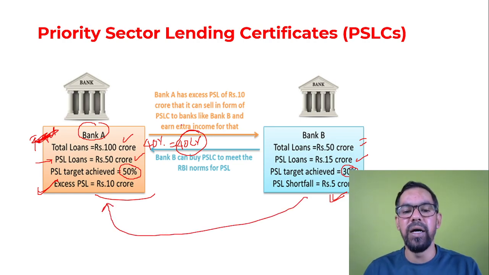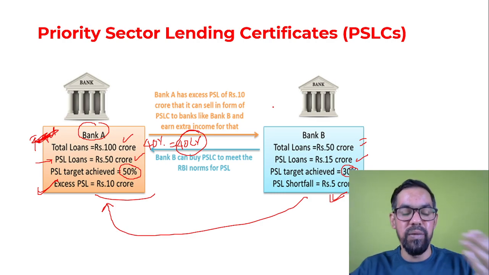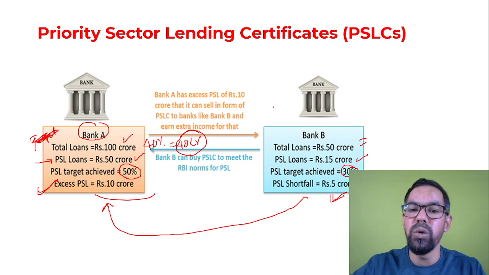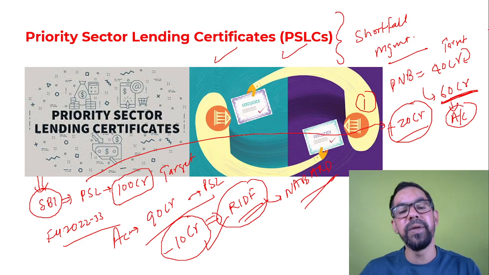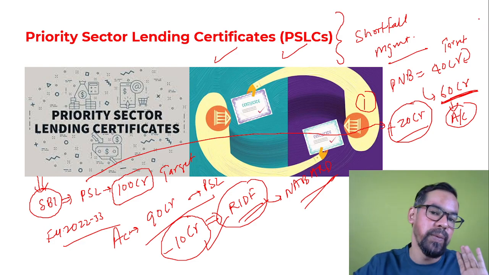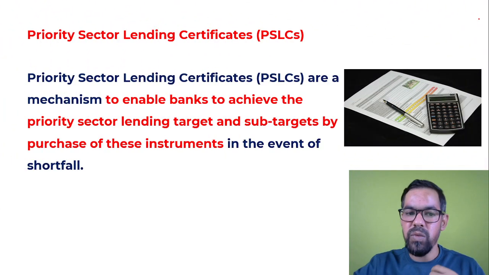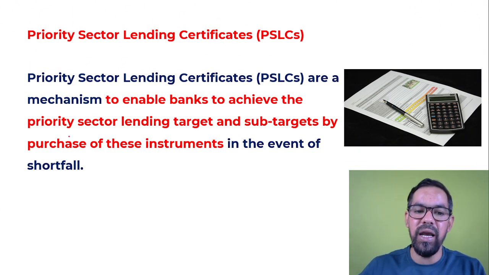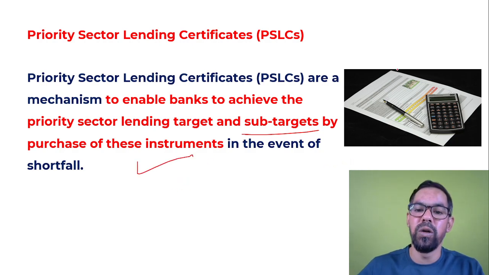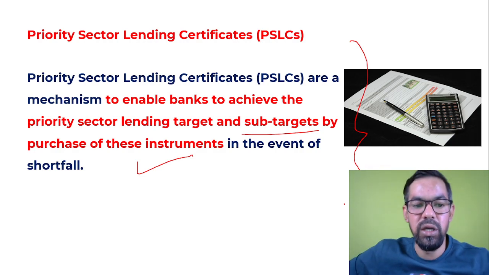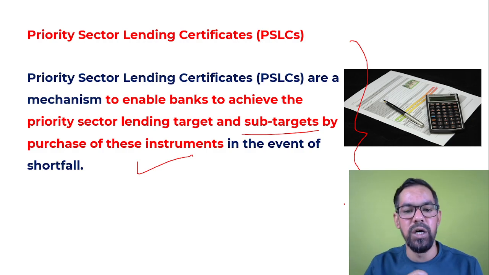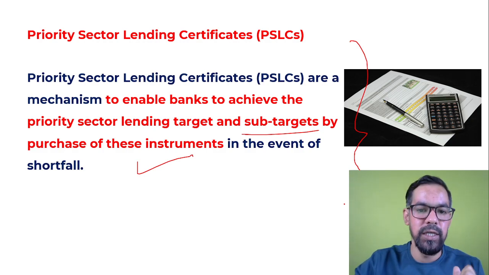from bank A, and whatever the average rate of return is, they will pay to bank A. As I gave you an example of SBI and PNB, this is the similar case. I hope you get this clearly. Apart from this, priority sector lending certificates are a mechanism to enable banks to achieve the priority sector lending target and sub-target by purchase of these instruments in events of shortfall. Hope this is clear to all of you. Still, please go through the guidelines or the definition. If you have any query or doubt, please mention it in the comment section.